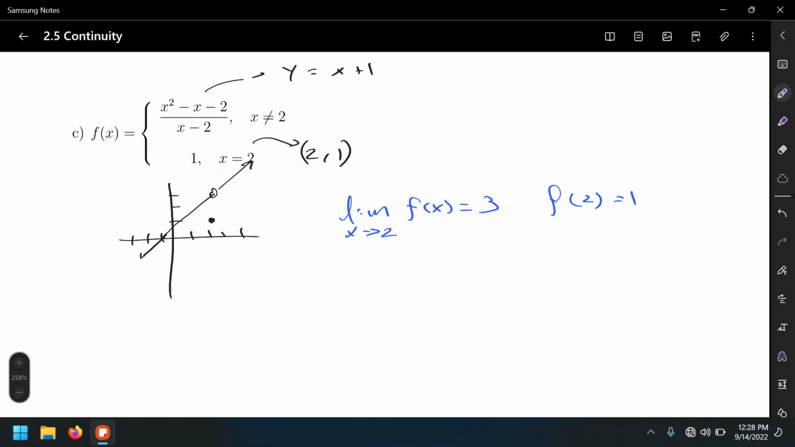Now, question for everyone. How would you fix this given piecewise defined function so that it defines a continuous function? What would you change here to make it continuous?